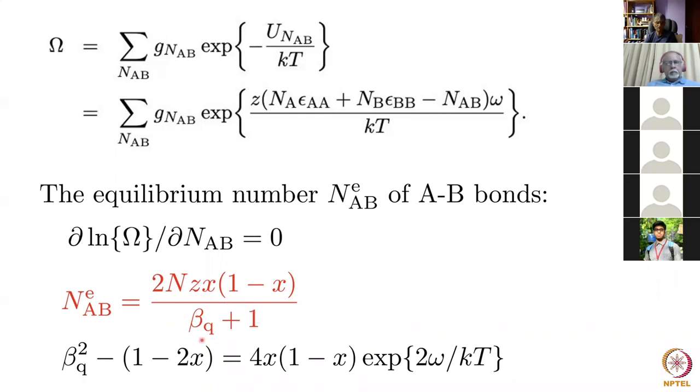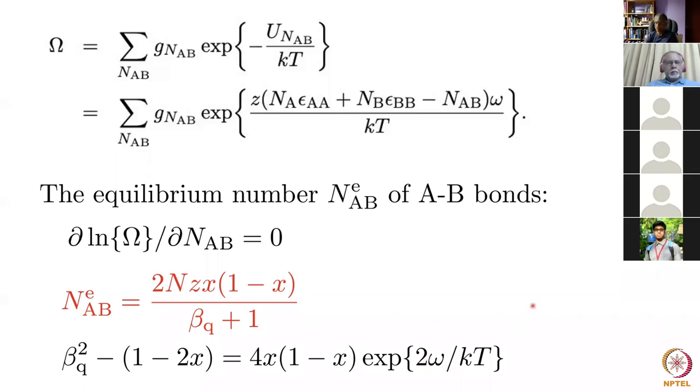This term is special, okay? It takes account of the fact that we have a finite enthalpy of mixing, which is given by this term omega, the difference in the binding energies. Therefore, this will not be equal to the number of AB pairs that you would find in a completely random solution. It will depend on this value here, okay?